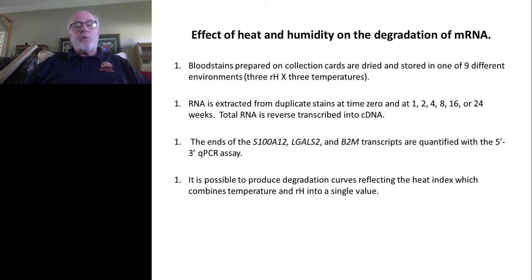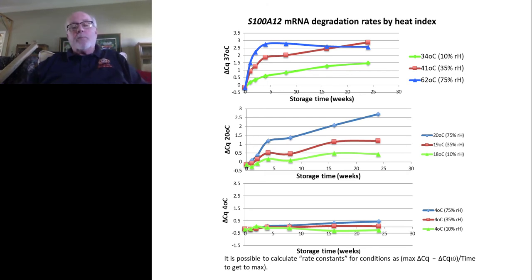So at each of the time points, we'd extract total RNA, reverse transcribe it into complementary DNA using oligo-dT and random primers, and then quantify the abundance of the 5' and 3' ends of these 3 transcripts using our qPCR assay. And the question was, can we notice any effect of temperature and relative humidity on RNA degradation rate?